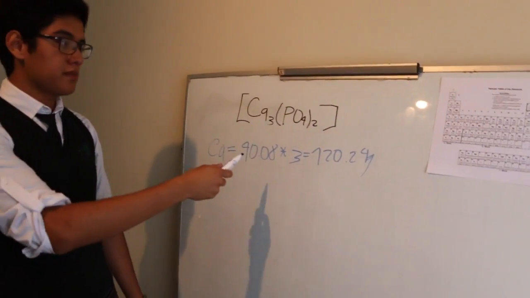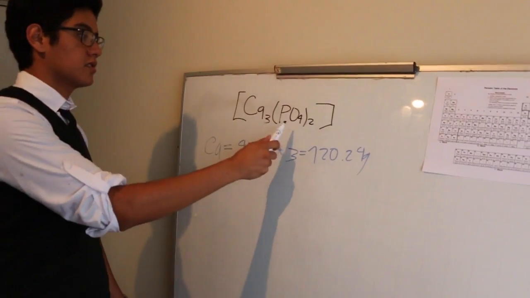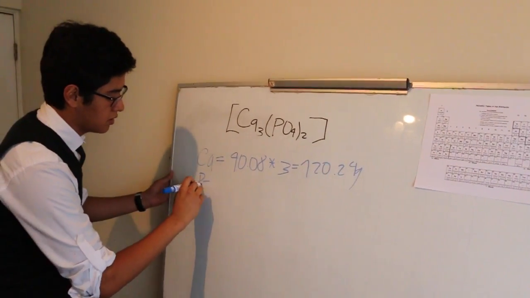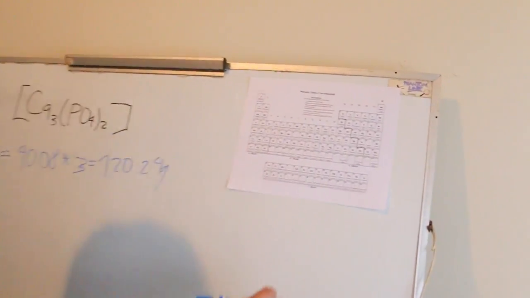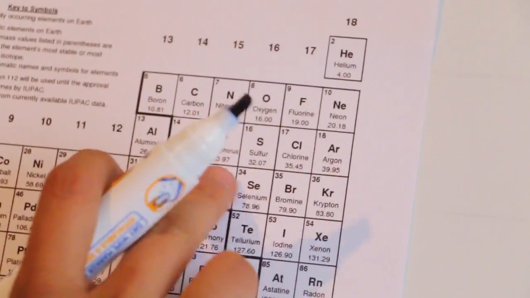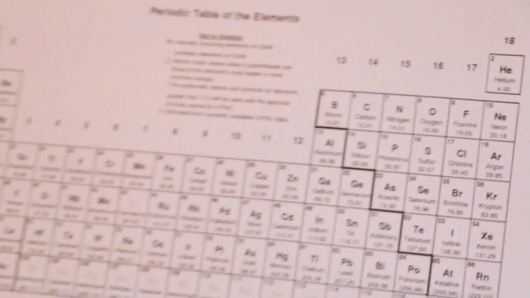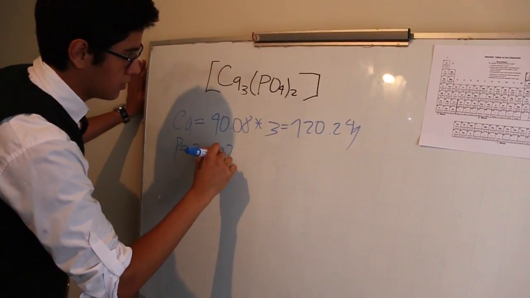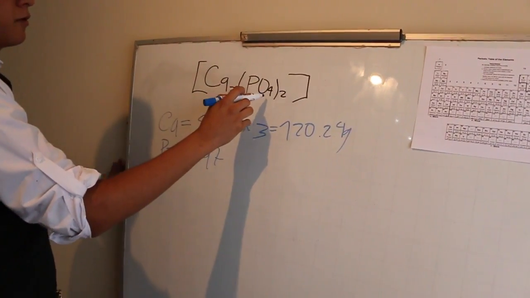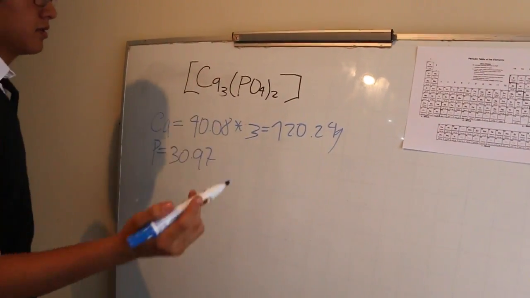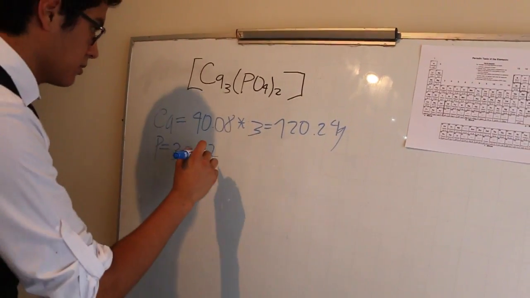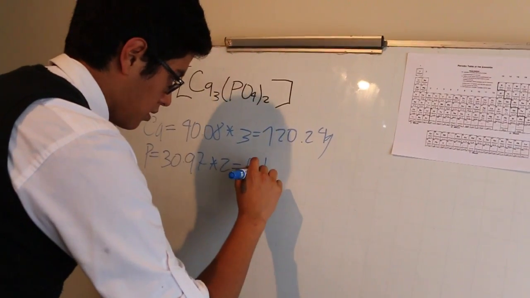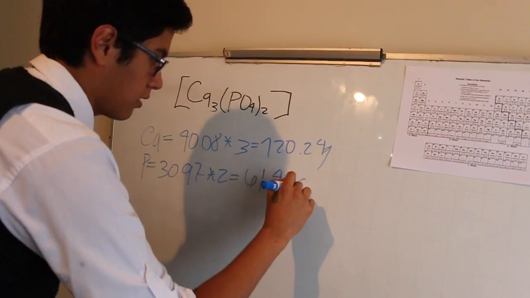We have to do the same procedure for phosphorus and oxygen. So if we want to find phosphorus, in the periodic table it says phosphorus equals 30.97. 30.97 times 2. The 4 doesn't affect phosphorus because it's a single element. So this equals 61.94 grams.